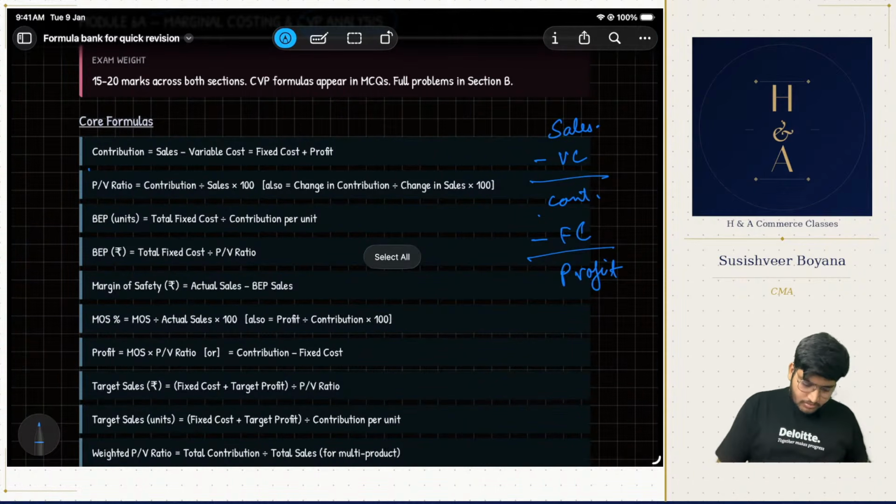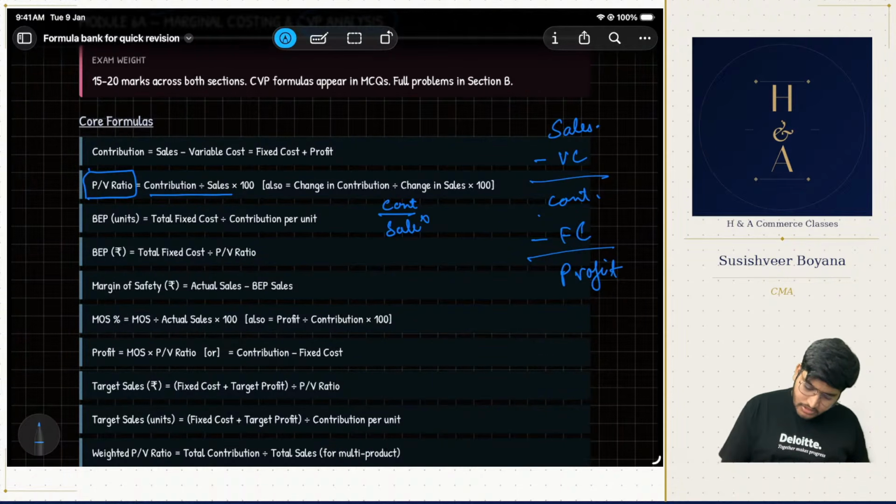So, PV ratio. What is the profit volume ratio? Contribution by sales. PV ratio is contribution by sales into 100, right? Change in contribution by change in sales as well. So C1 minus C2 by S1 minus S2. Contribution 1 minus contribution 2, that is the change. 1 and 2 denote the change, right? Sale 1 minus sale 2 is also going to give you the PV ratio.